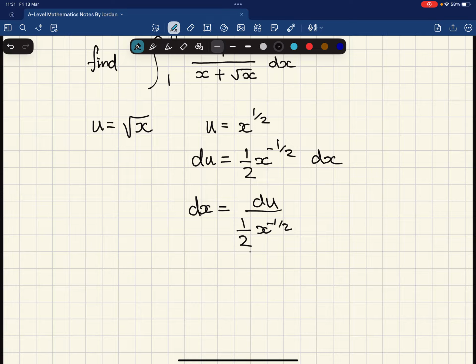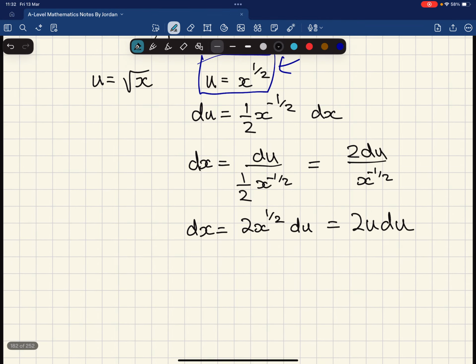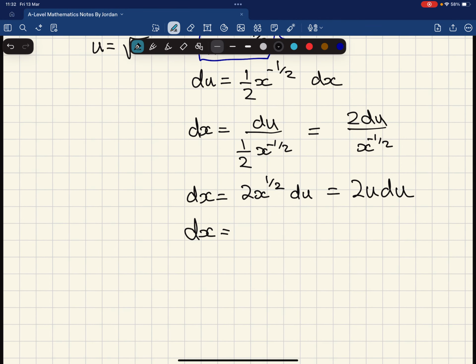If you divide by a half, you can put that as a 2 in the numerator. So that gives us 2 du over x to the minus 1/2, or it's the same as 2x to the half du. What you should then remember is that x to the half is just u. So that means this is just 2u du, which is how we would like it to be, because remember, it wants to be in terms of u.